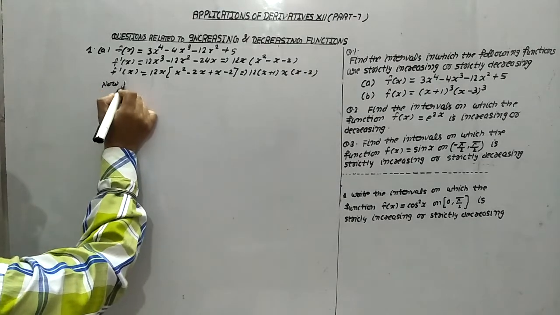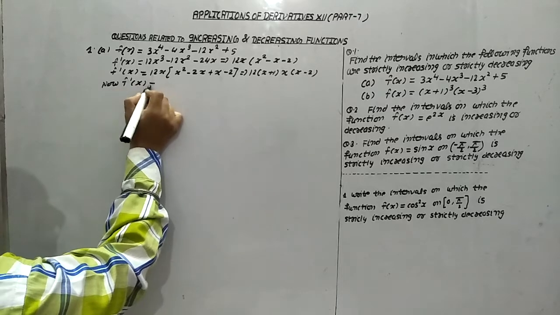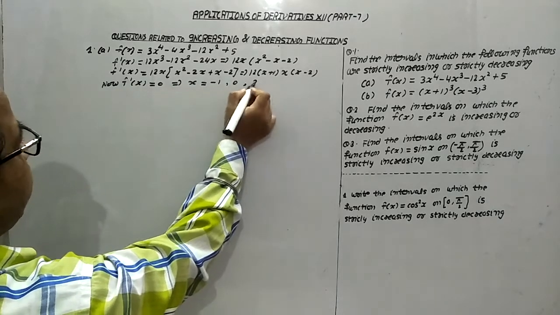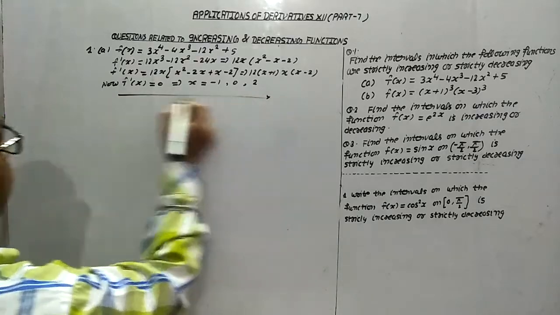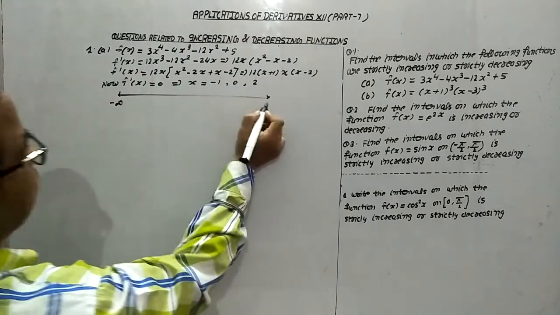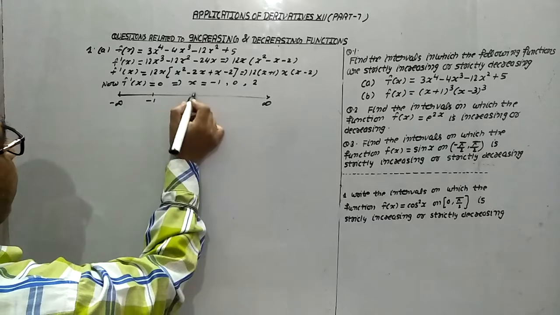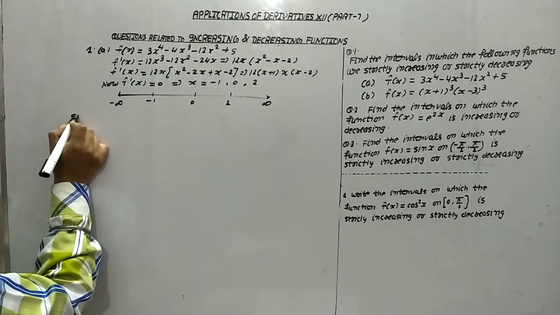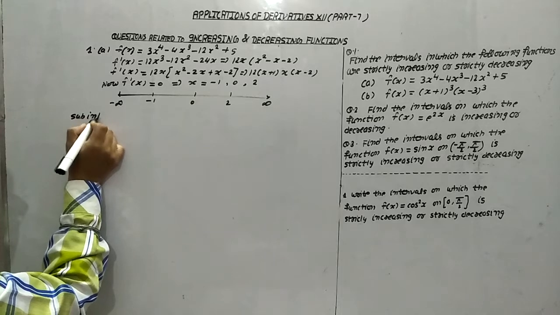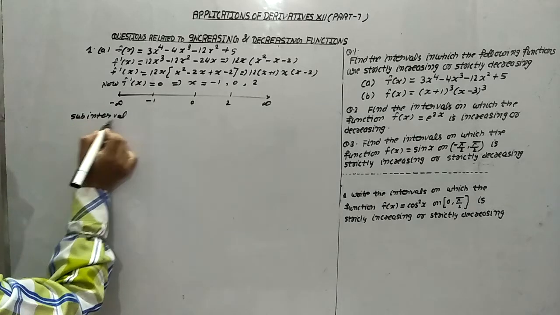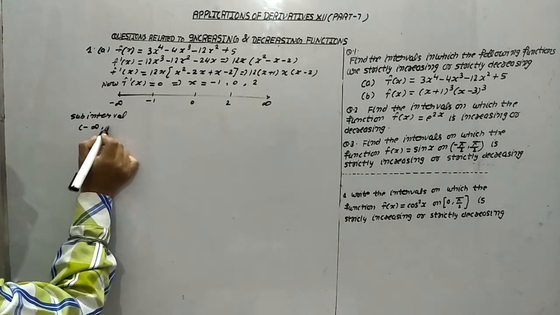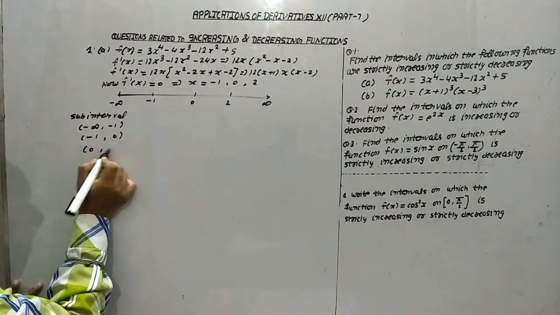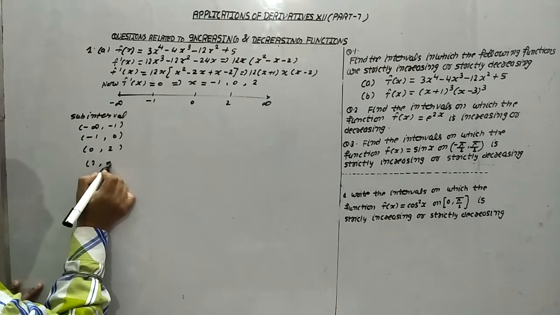Now f'(x) = 0. It implies that x = −1, 0 and 2. Now make the intervals. So in these intervals: −infinity, infinity, −1, 0 and 2. Now first of all, the subintervals: −infinity to −1, −1 to 0, 0 to 2, and 2 to infinity.